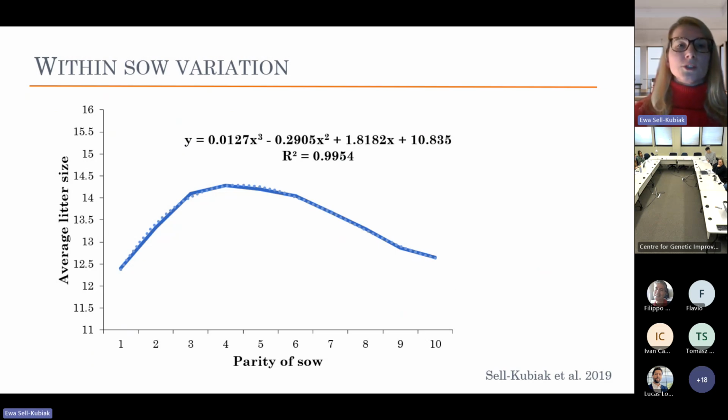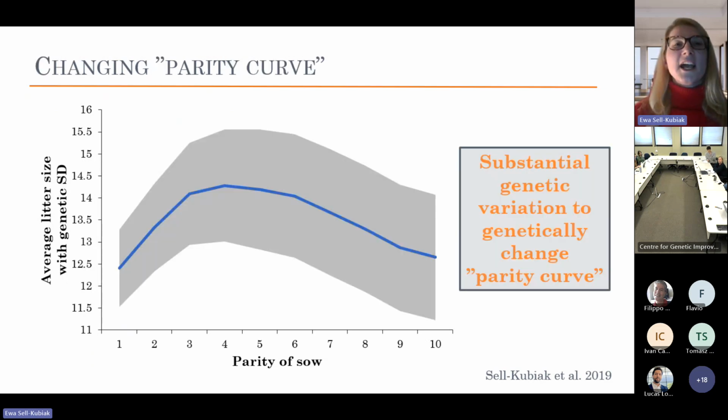And the question was whether we can flatten it. First of all, I checked whether there is genetic variation, and this whole gray area around the curve is actually the genetic standard deviation. So you can see that there is huge genetic variation around this curve. So clearly you can play around with it and try different things.